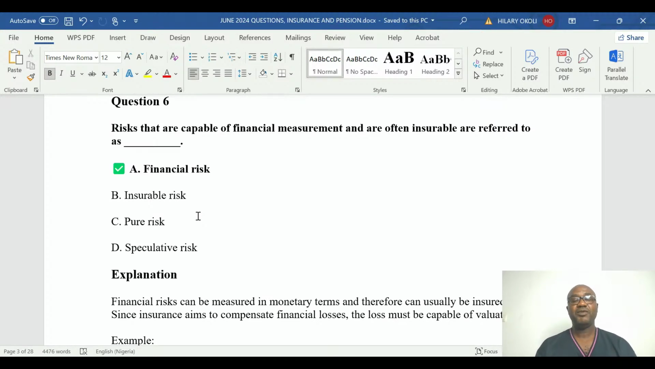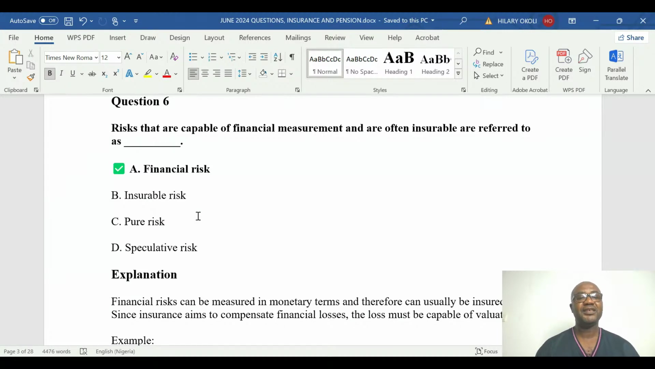So like I said before, in answering questions, also read the question very well. Sometimes the answer is premeditated; the answer is in the question. Sometimes how the question is being asked will give you insight into what the answer is. In this instance, we are looking at financial measurement, are often insurable and are referred to. When you talk about financial measurement, you will not leave financial risk and start talking about pure risk or speculative risk. Of course, you go to financial risk.